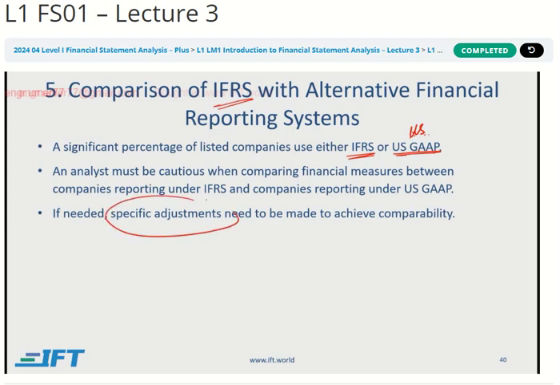And why we need to understand this, because if we are comparing a company like Apple with Samsung, and Samsung, let's say, is following IFRS, whereas Apple, let's say, is following US GAAP, then naturally we will need to make certain adjustments before we can compare these two.